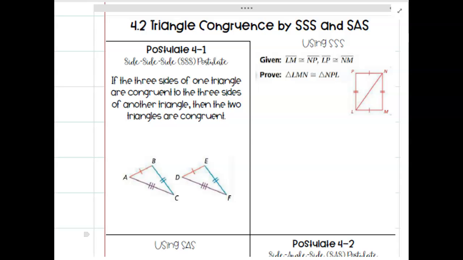And we did that yesterday, right? The third angle theorem, we went through that proof. And we did a formal proof to show that if you know two angles in two triangles are congruent, the third angle has to be congruent as well.